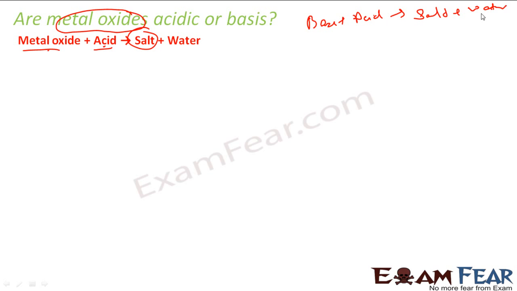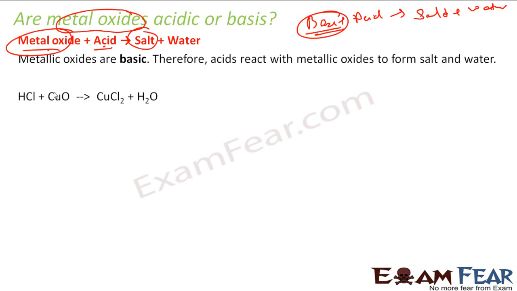This thing we know from the last chapter, we have learned this, the acid-base reaction. So that means metal oxide is basic. You take copper oxide, you add hydrochloric acid, you get CuCl2 as salt plus water. For experiments, you can go to the lab, ask for copper oxide, add hydrochloric acid to it, and you'll get salt and water.